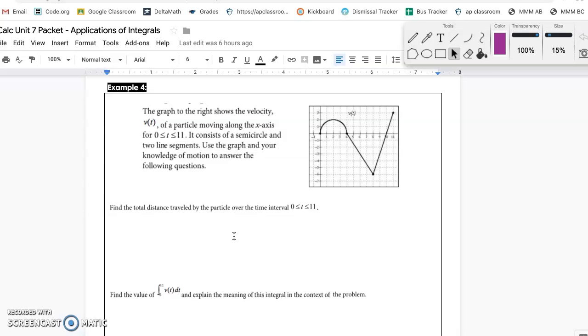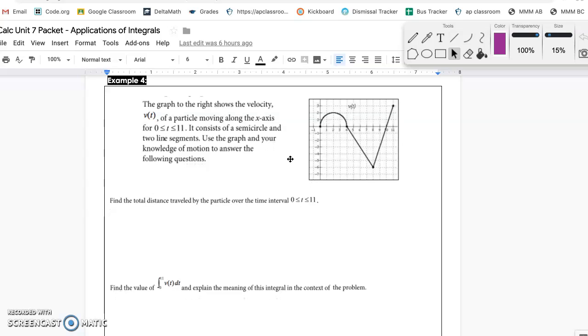Alright, so for this example, it says the graph to the right shows velocity of the particle moving along the x-axis from 0 to 11. It consists of a semicircle and 2 line segments. Use the graph and your knowledge of motion to answer the following questions. So the first is find the total distance traveled by the particle over the time interval 0 ≤ t ≤ 11.